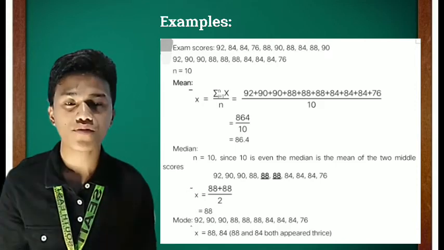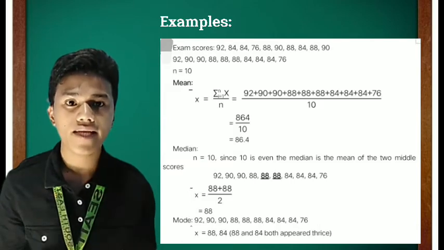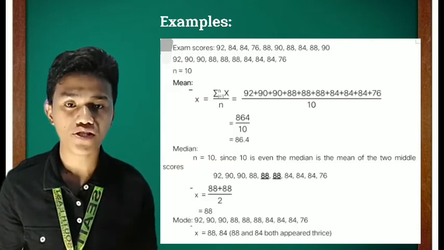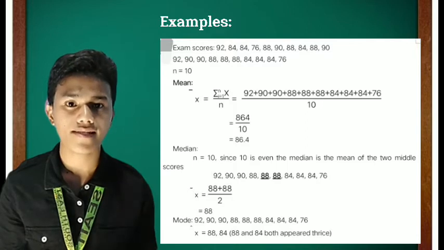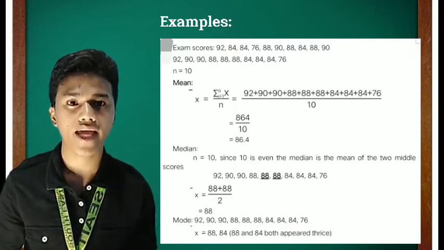And the last one is mode. Since 88 and 84 both appeared thrice, the mode is x equals 88 and 84.